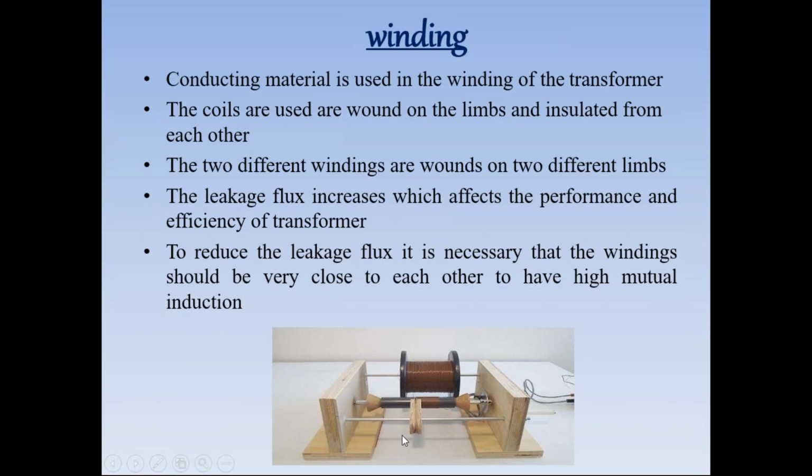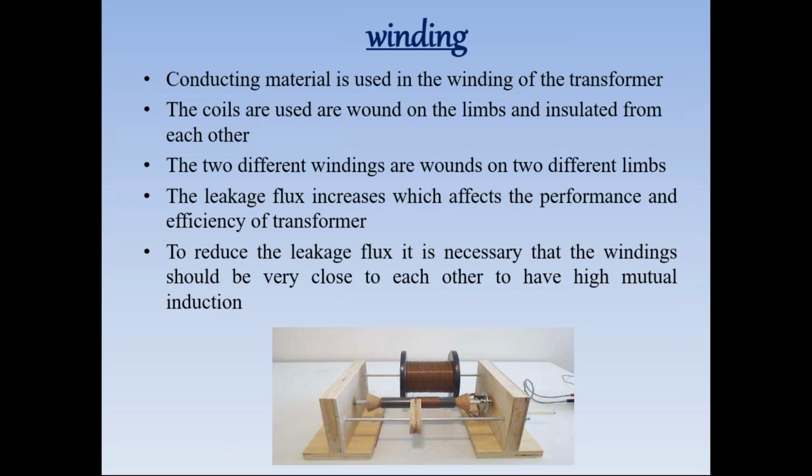Right. Now we will see the winding. Generally we use two types of wire in the electrical system: one is copper wire and the other is aluminum wire. These conducting materials are used in the winding of the transformer. So why do we use a conducting material here? Do you know that?